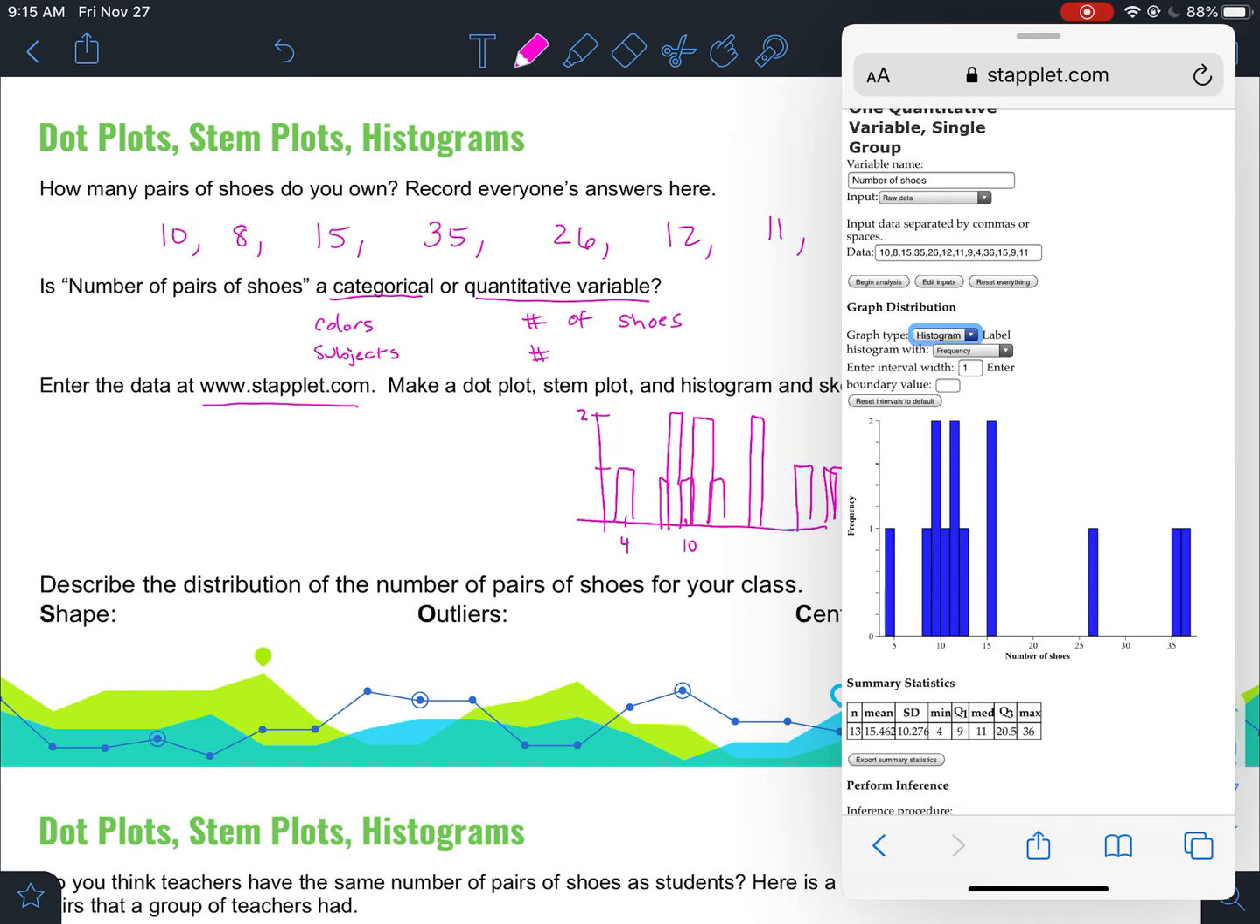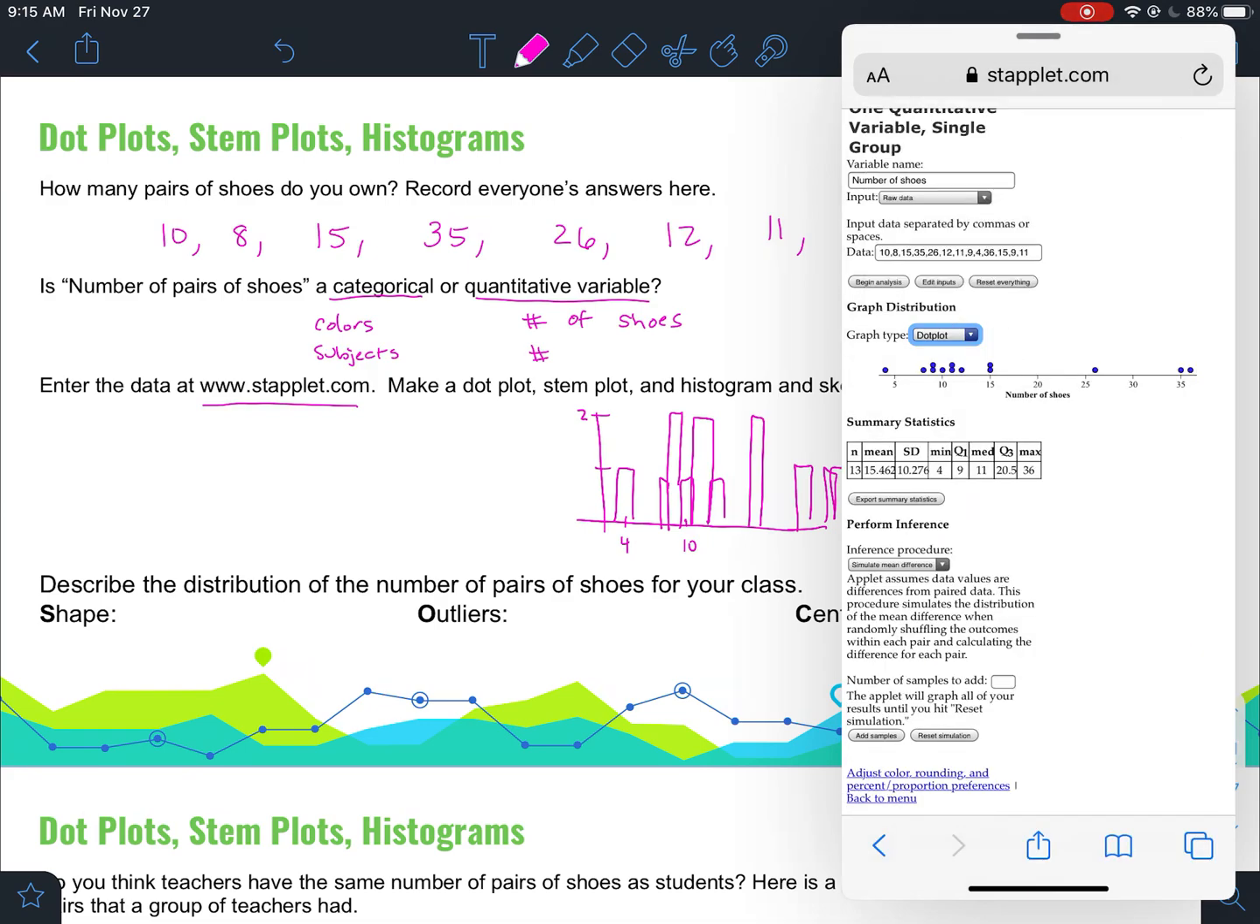So describe the distribution of the number of pairs of shoes of your class. So the shape, any outliers, and the center. So if we looked at the shape of this, we can look at the different things again. It's kind of spread out all over the place. There's no peak in the middle. They kind of clump around 10. So there's a lot of dots around 10.